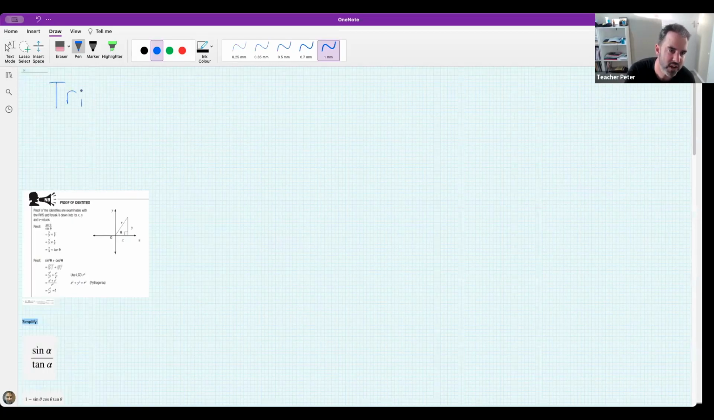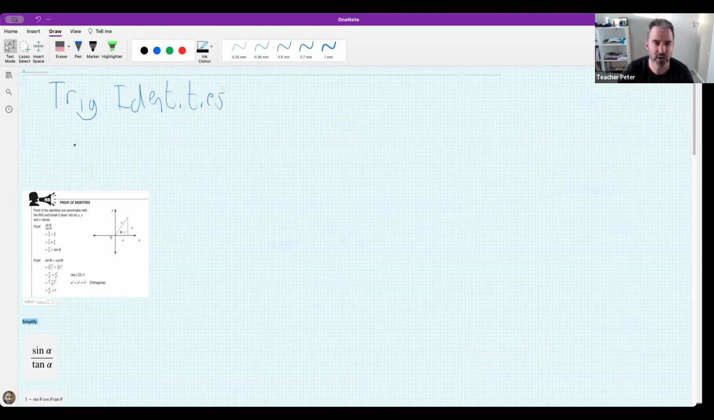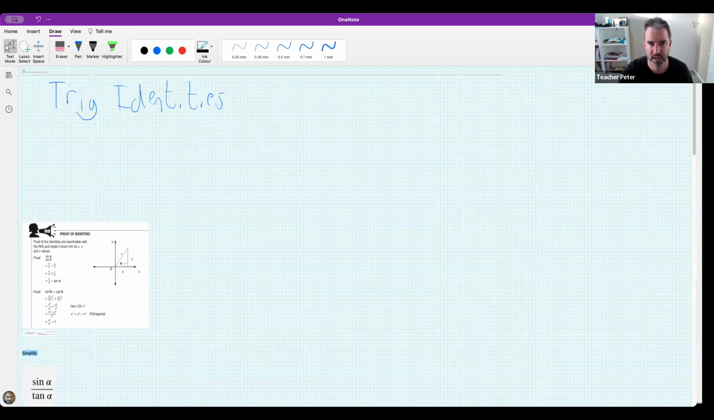Trig identities. Now, earlier in this topic, we have dealt with a couple of different trig identities already.